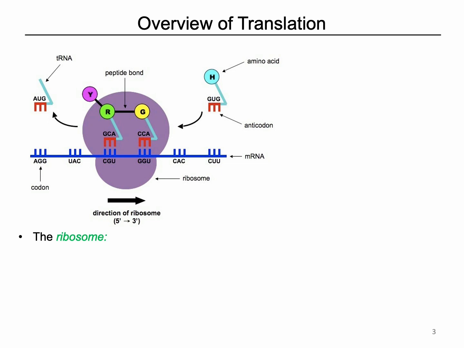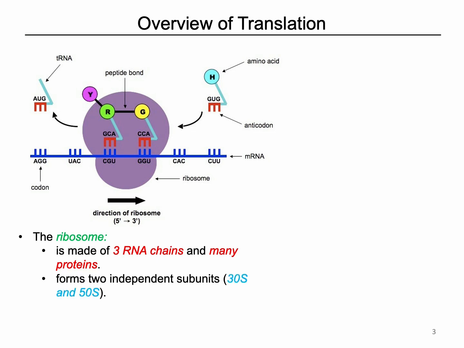So this whole process happens on the ribosome. The ribosome is this massive complex that's made of 3 RNA chains and lots of proteins. It's broken up into 2 independent subunits. In E. coli, we call these the 30S and the 50S subunit, respectively, for the small subunit and the large subunit. This S label stands for Svedberg units, and it's just a way of categorizing or determining the overall size of a molecule.